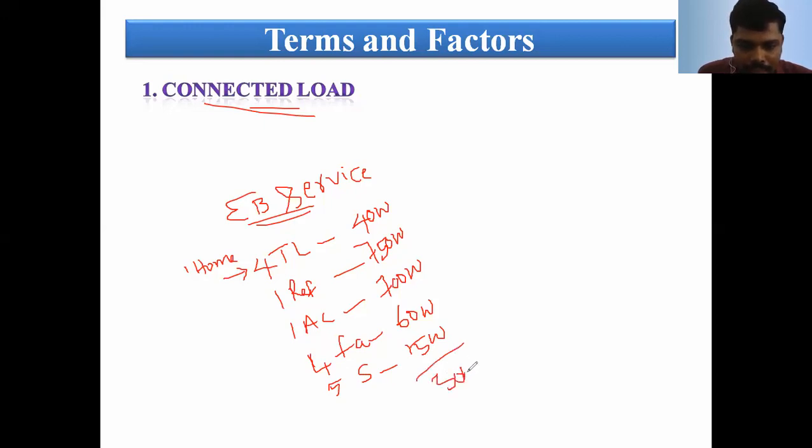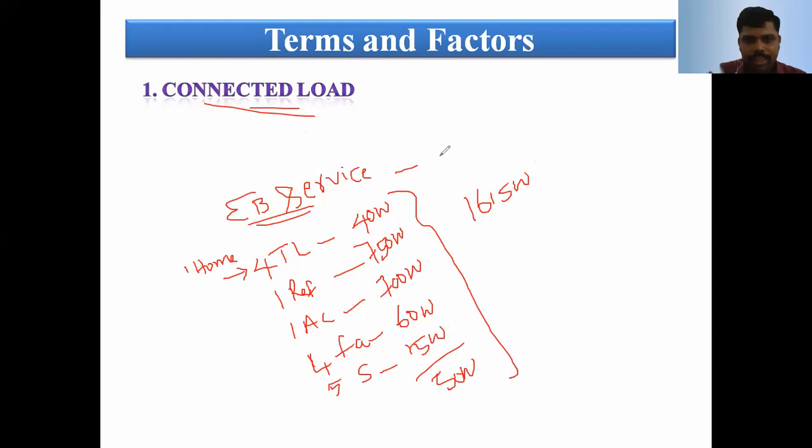We need to calculate the total load. This is nothing but the connected load, the sum of all the loads we utilize. We can add 40, 750, 700, 60, 15, and 50. All of this comes under the connected load. That is 1450, 490, 1550, 1615 watts. For this particular home, we need to take the load as 2 kilowatts, that is nothing but 2000 watts.